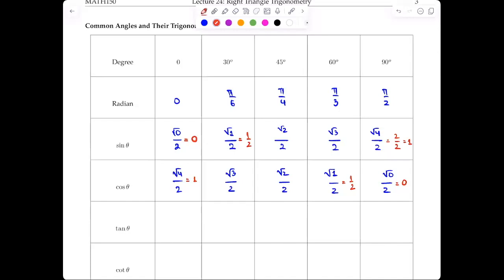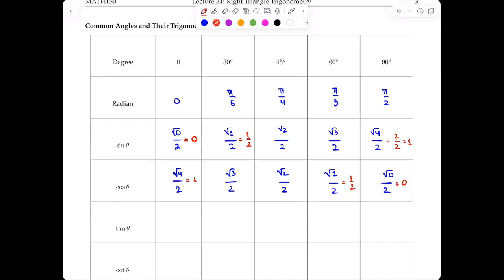Corresponding to this. Okay, now the middle finger is 45 degree angle. How many fingers below it? 2, so root 2 over 2. And then 60 degree angle, how many fingers below it? 3, so root 3 over 2. And then the thumb is 90 degree angle, how many fingers below it? 4, so square root of 4 over 2. 2 over 2 is 1. You with me? Okay. So now, how to calculate cosine.